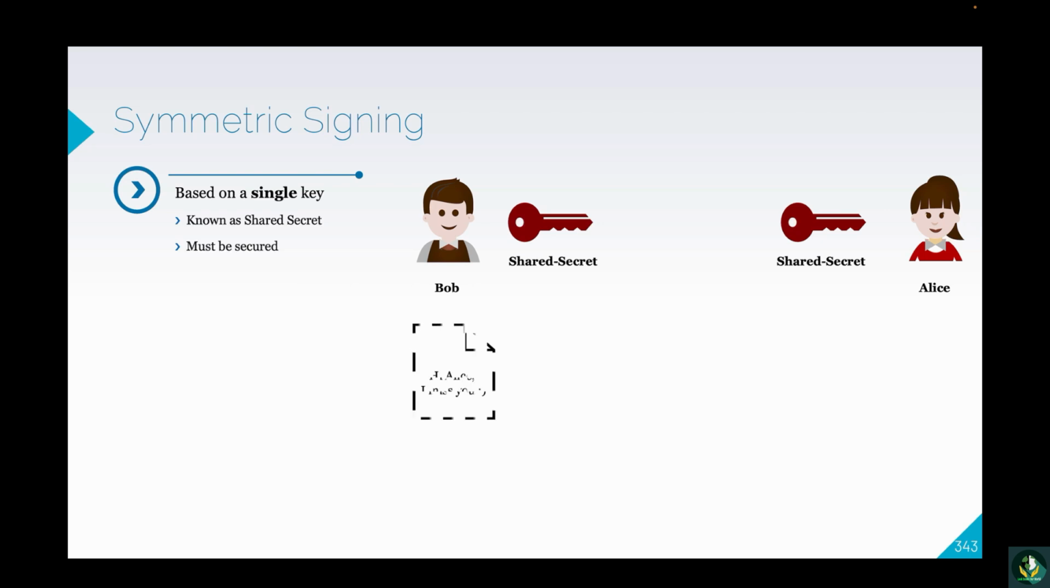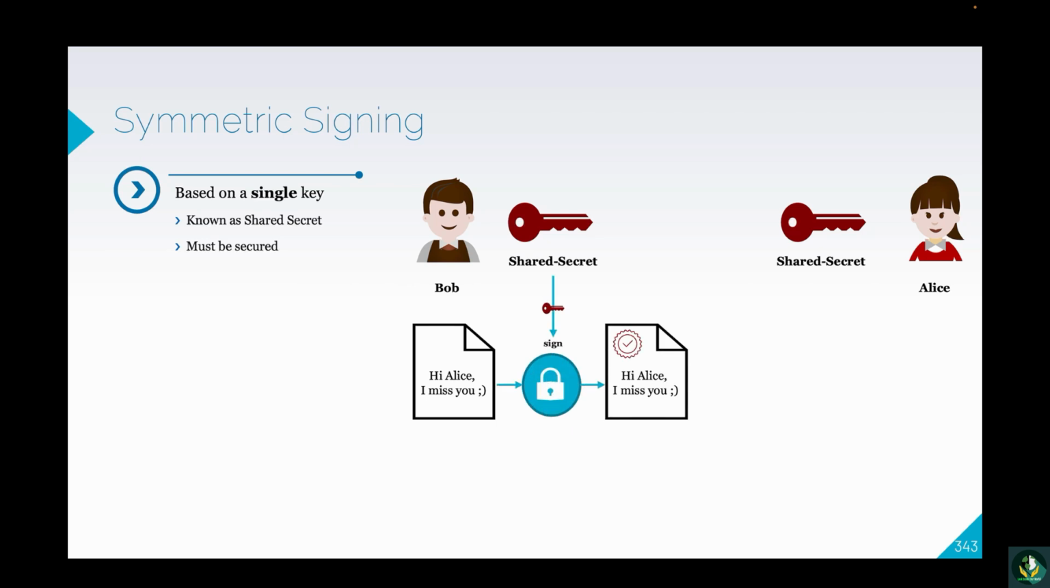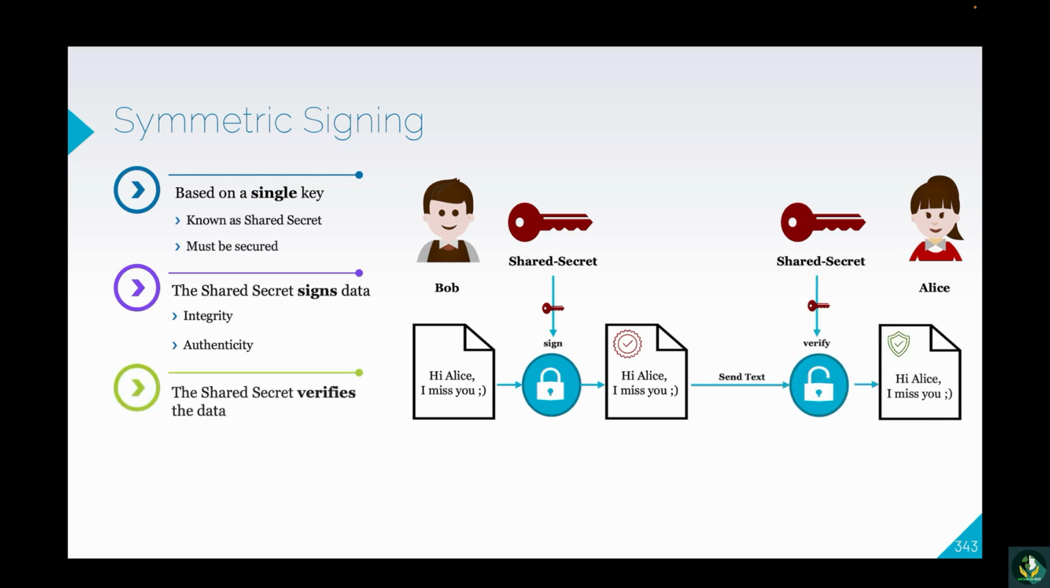Now, Bob writes a message to Alice, "Hi Alice, I miss you," and then signs it using the shared secret key. This signature allows Alice to verify the integrity and authenticity of the message, ensuring that the evil guy hasn't tampered with it. When Alice receives the message, she uses the same shared secret key to verify the signature. And there we go, she can now be sure that the message truly came from Bob.